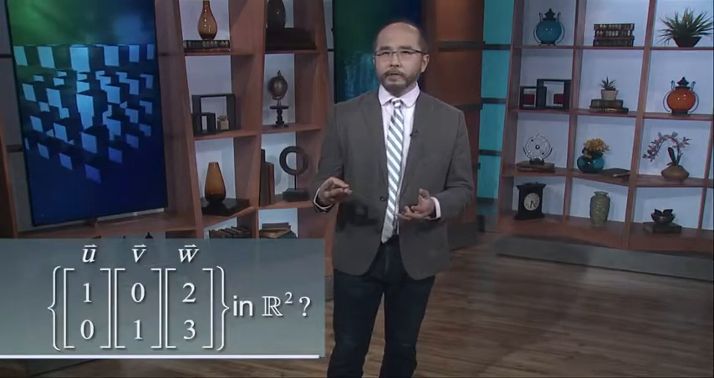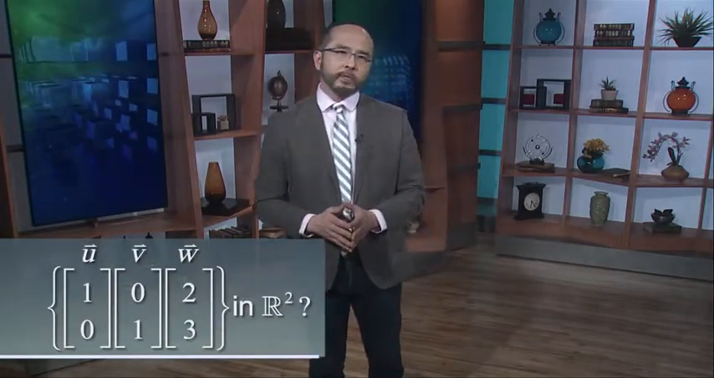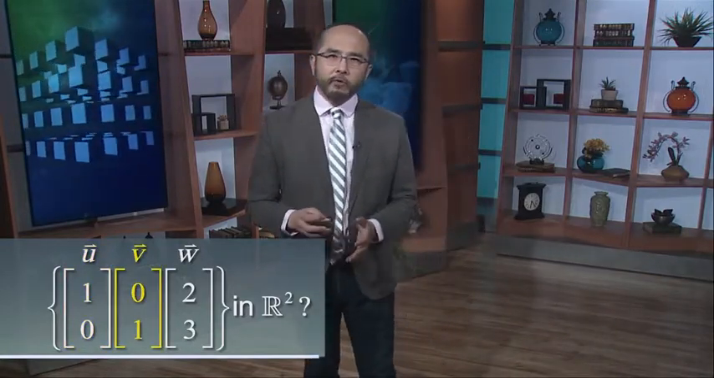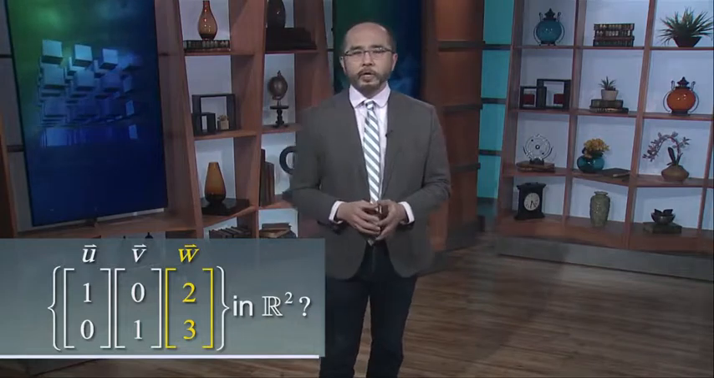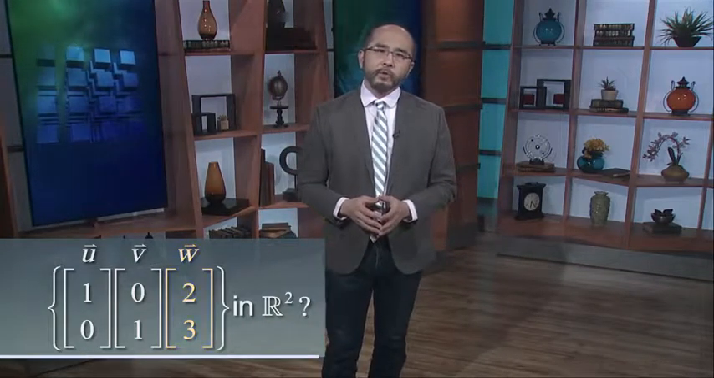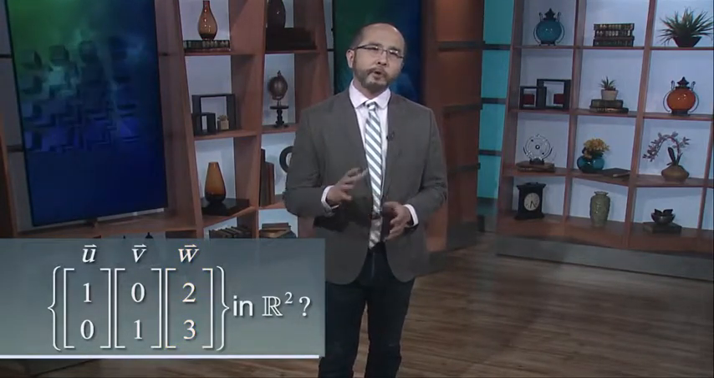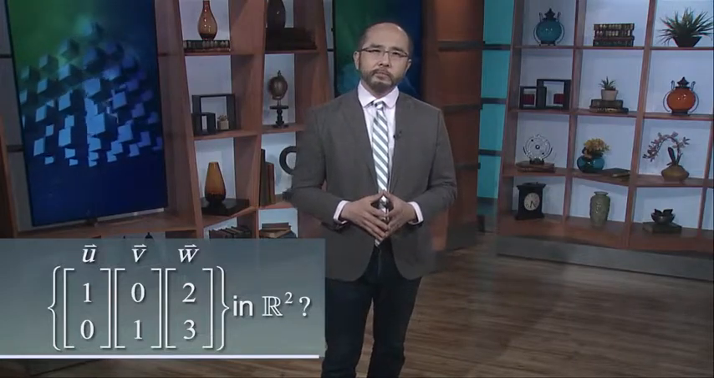We have seen that if you have fewer vectors than dimensions, you might not span the entire space. What if you have more vectors than dimensions? Suppose we have 3 vectors in R2. Let's say the vector u is 1, 0, the vector v is 0, 1, and the vector w is 2, 3. What do they span? I'll give you a moment to think about this.